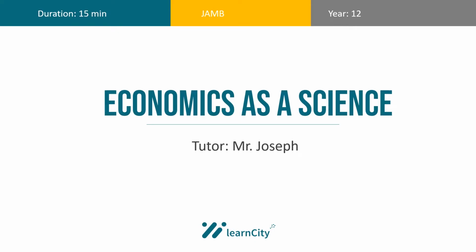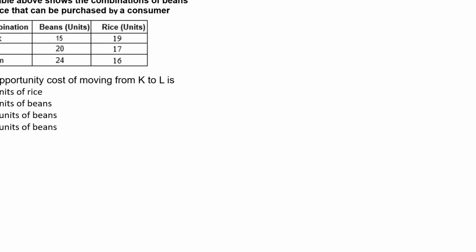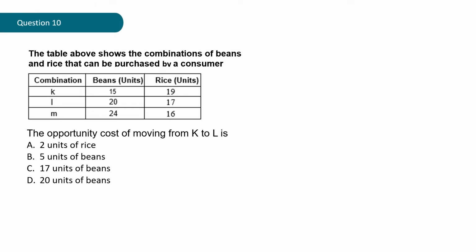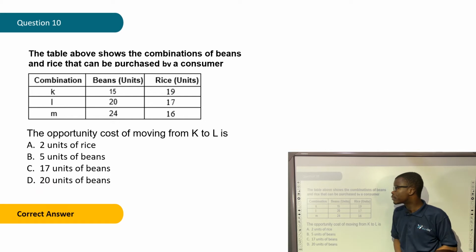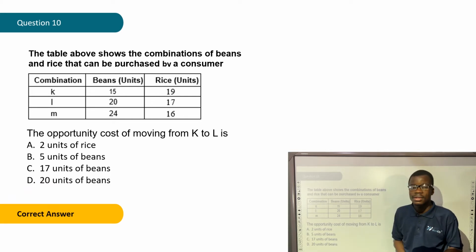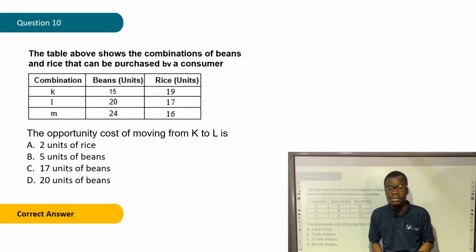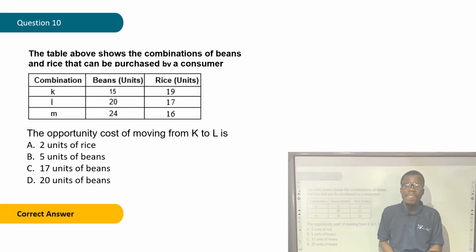Question number 10. The question says, the table above shows the combinations of beans and rice that can be purchased by a consumer. It shows the combination of beans and rice.